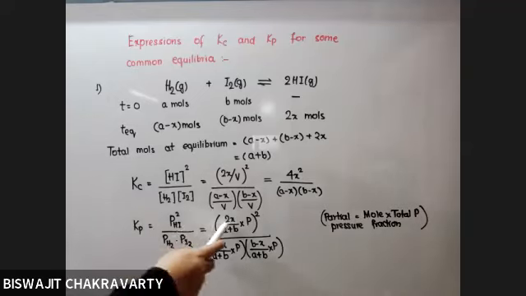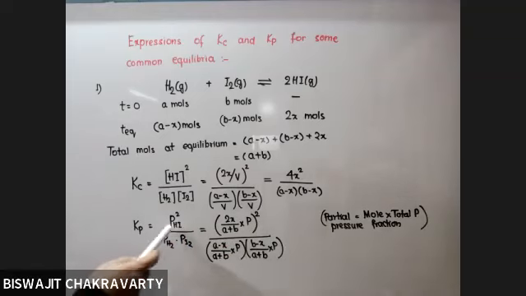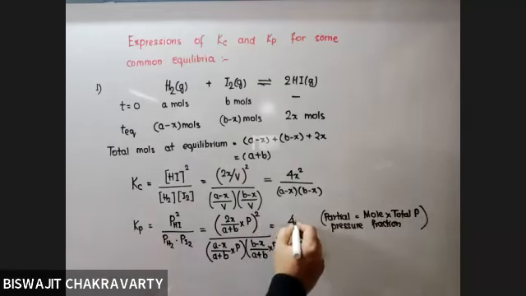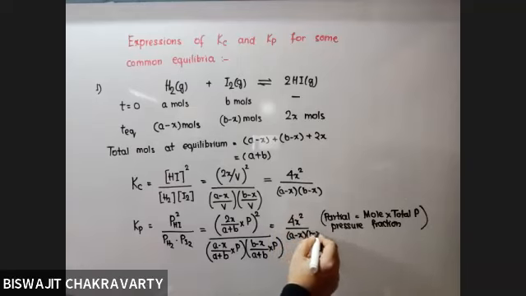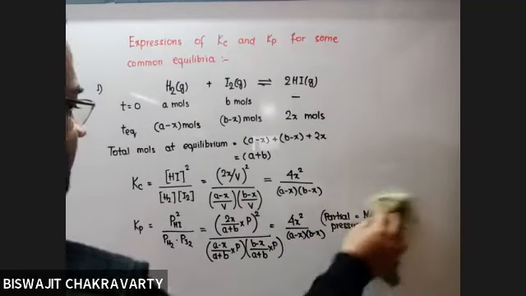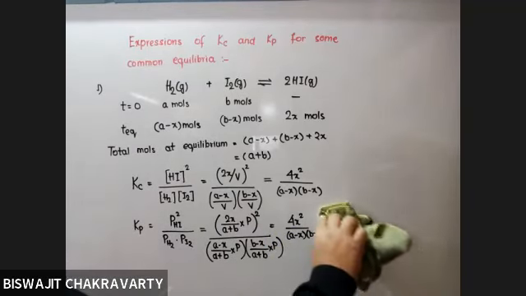So those who have confusion regarding this, let me tell you that partial pressure of any gas in a mixture of gases may be written as product of its mole fraction into total pressure. Now, if you solve it out, what do you get? Will it not be same as that of Kc expression?